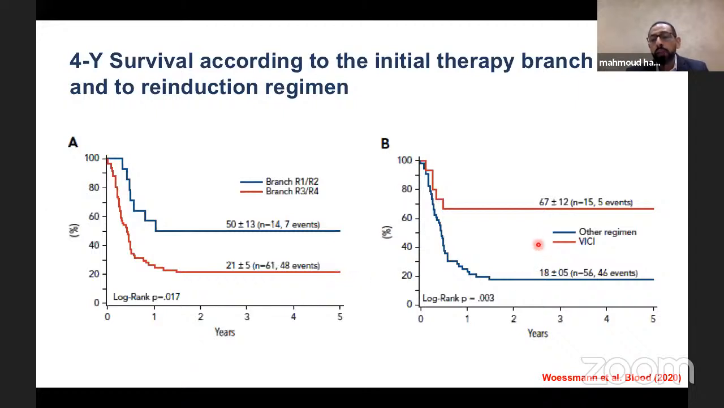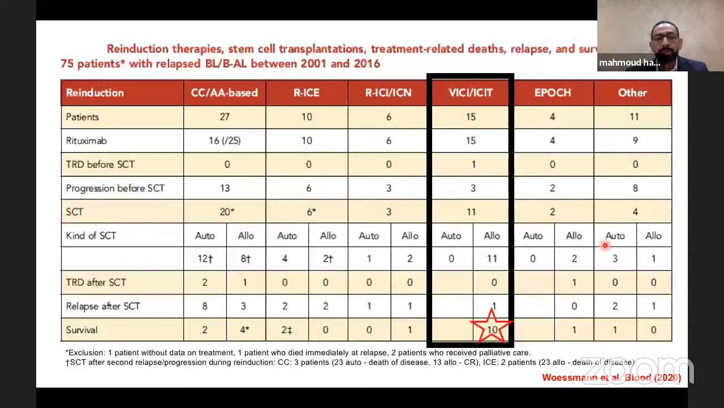And they also compared the outcome of their Vichy protocol with the other relapse protocols, and they found that the Vichy protocol was associated with a better overall survival. And we can see here that 15 of their patients received the intensified Vichy protocol, followed by allogeneic transplant in 11 patients, and 10 of them survived till the end of their study.